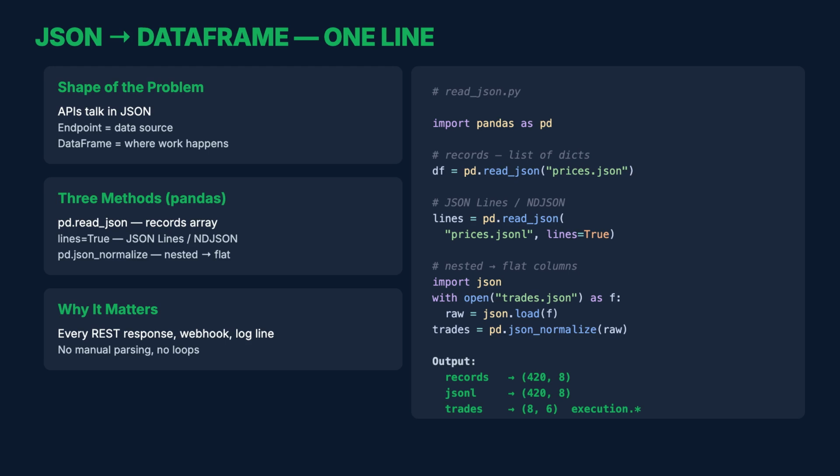Today, 3 real-world JSON shapes. A records array, the same data as JSON lines, and nested trade objects we flatten with json_normalize.